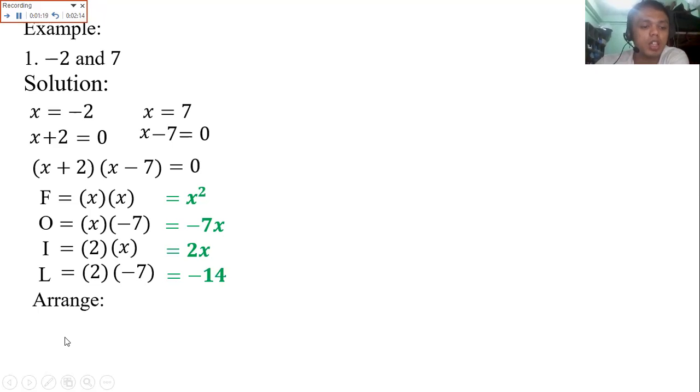Then now, arrange natin. Unahin natin x squared, sunod yung -7x, next yung 2x, minus 14 equal to 0. So dito, we will combine the similar terms. Yung similar dito is yung -7x tsaka positive 2x. So -7x plus 2x, that is equal to -5x minus 14 equal to 0. So ito yung magiging quadratic equation natin.